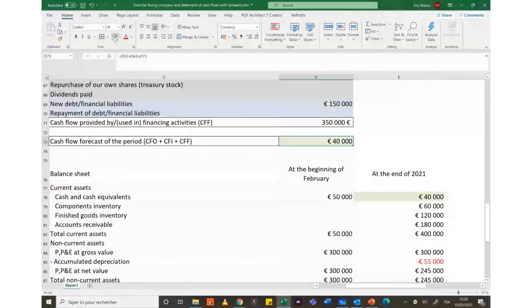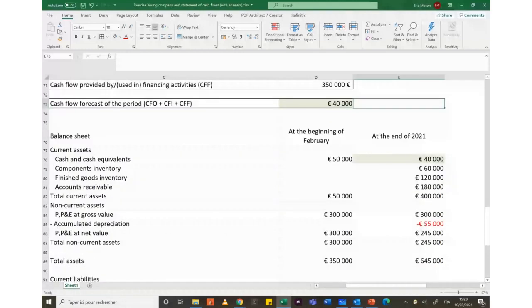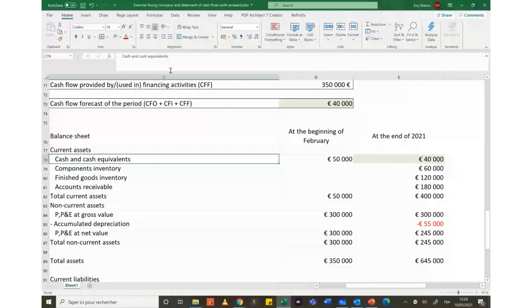Okay. So you can create a kind of statement of cash flow with a balance sheet and P&L. We have the P&L forecast and we have the balance sheet forecast, and with the cash and cash equivalent as the plug in your balance sheet. It means it's by difference you have this one.